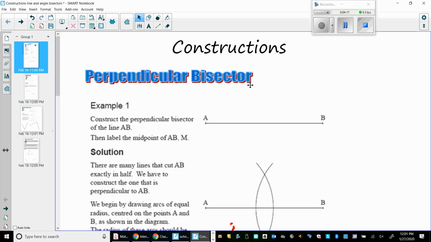Can you do the second? So you stuck your compass point in here. You opened it up to more than halfway and draw an arc. Okay? You then do not change the compass at all. Okay? You then just stick the compass point in this end of the line.